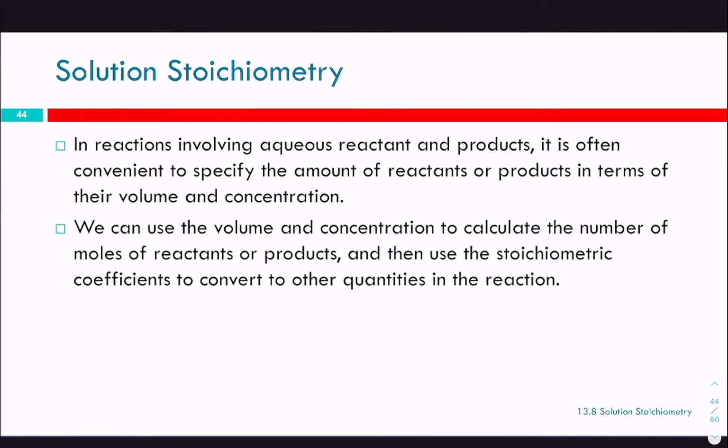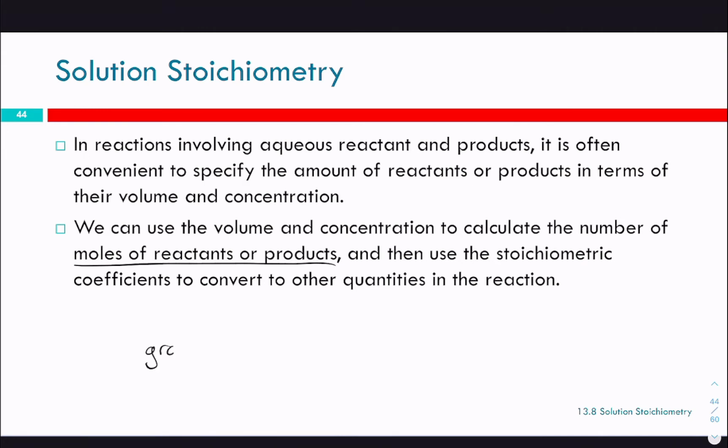So it makes doing the stoichiometry easier. We can use our volume and concentration to calculate the numbers of moles of reactants or products, and then use the stoichiometric coefficients to convert the other quantities in the reaction. So I want to highlight here, this will be our third way of doing stoichiometry problems.